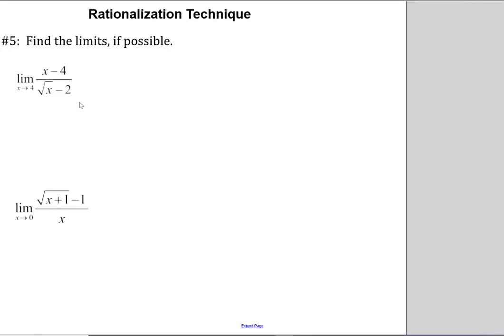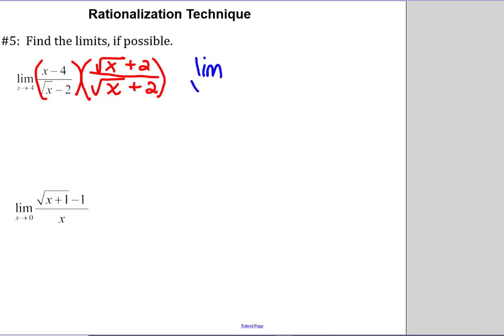So the rationalization technique, that's rationalizing the numerator or denominator, and in this case we would want to rationalize the denominator. So our factor would be the square root of x plus 2, and the square root of x plus 2 would be our well-chosen 1, and we can multiply both numerator and denominator by that. That would give us the limit as x approaches 4, and our numerator would be left alone.